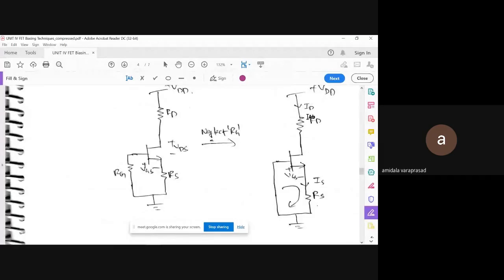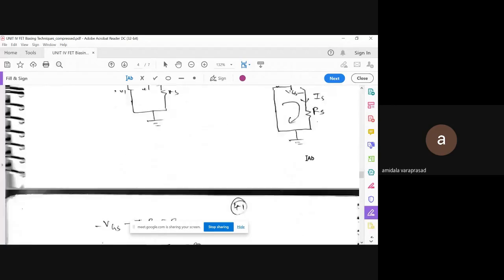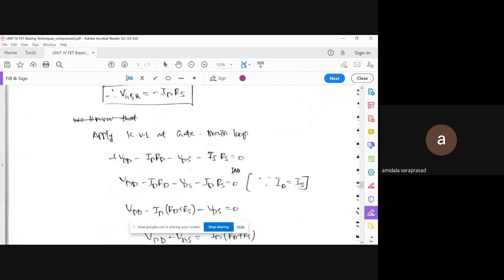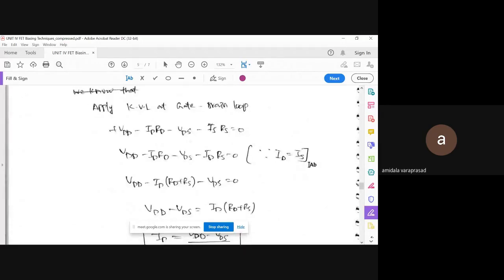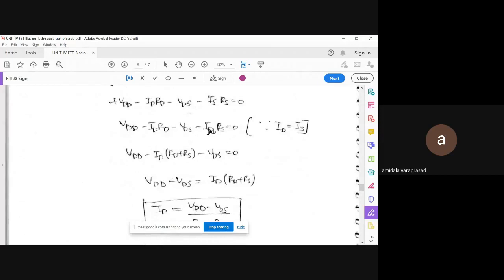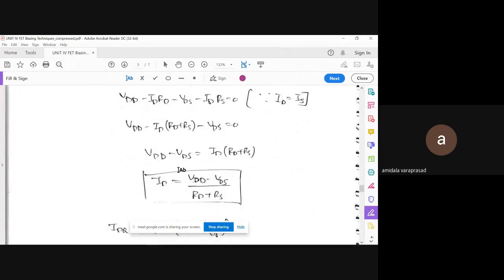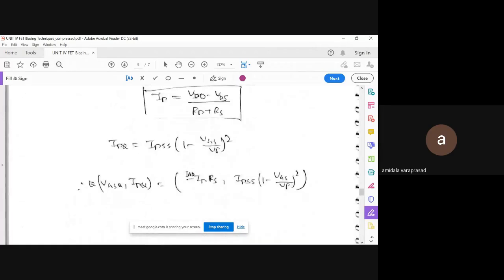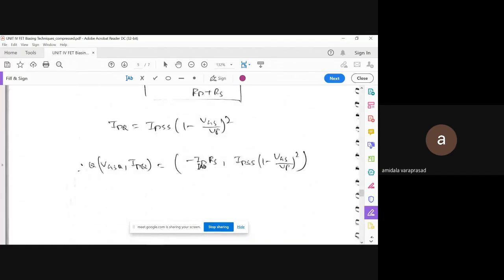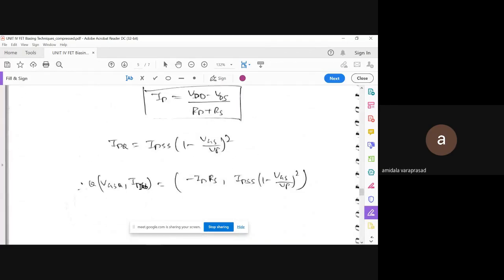Then plus VDD minus ID into RD minus VDS minus IS into RS. We know that ID is equal to IS, so in place of IS you can write ID. Here you can write VGSQ is minus ID into RS. For IDQ, you can use either this ID equation or the current equation directly.